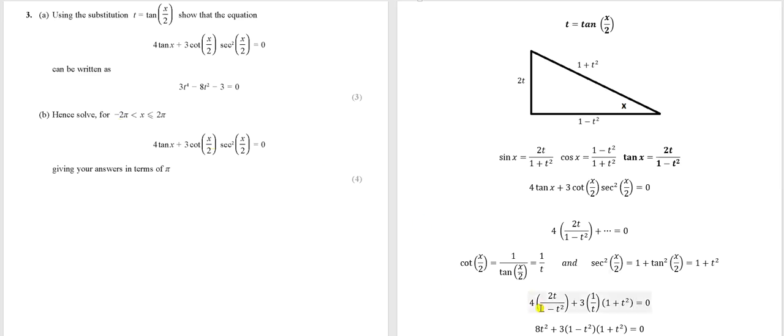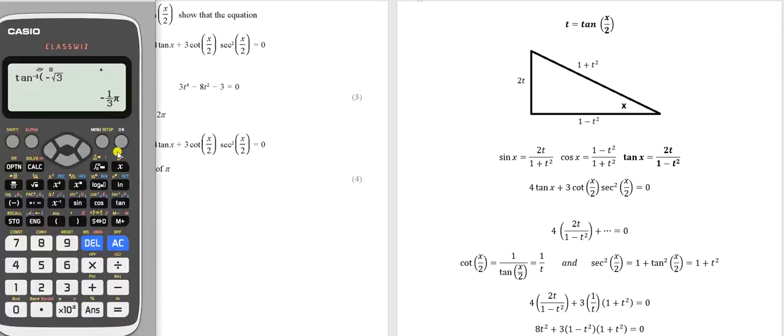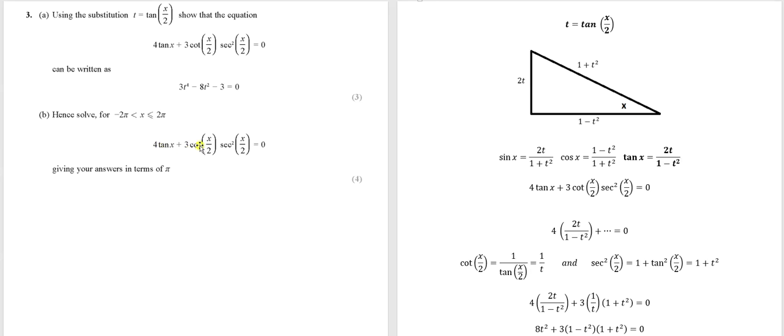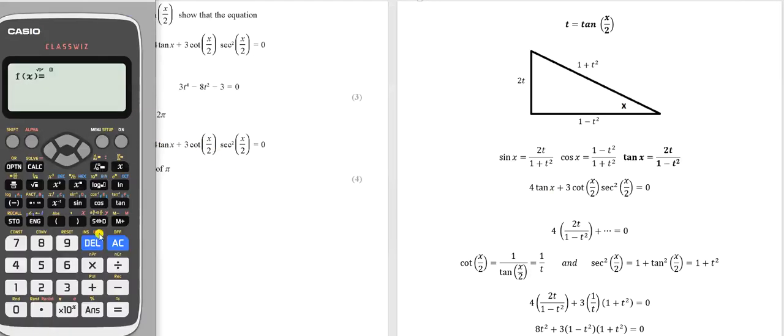And the last thing we can do is use the calculator to check our answers. We go to menu option 9. So that's in here, the table mode. Once you're in table mode, you can enter any algebraic expression that the calculator can understand in here. So we're going to enter this, 4 tan x plus 3 cot x over 2 sec squared x over 2. We have to be a little careful because cot and sec are not functions that are explicitly given on the calculator, but we can still work them out here.